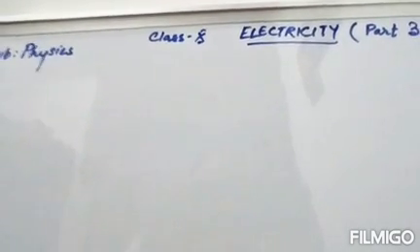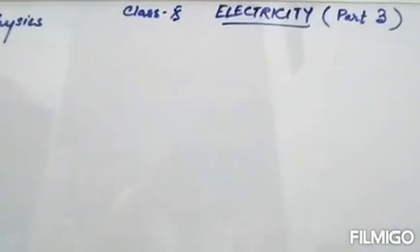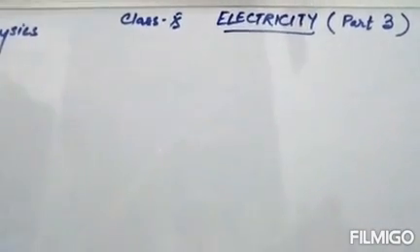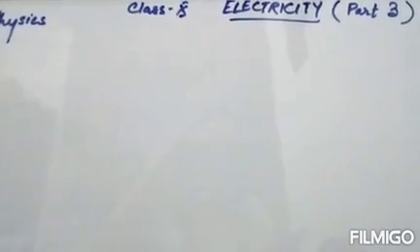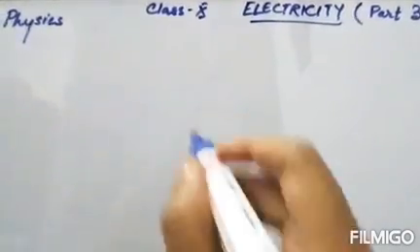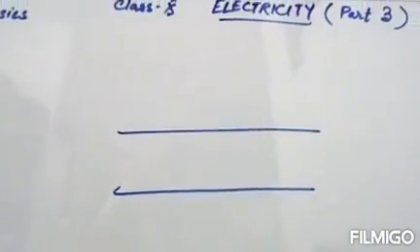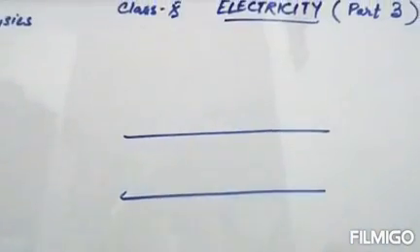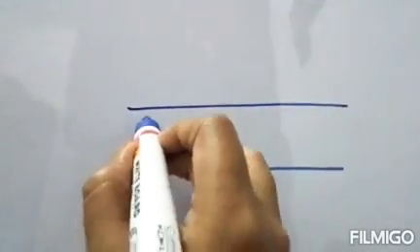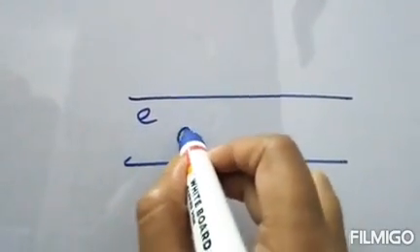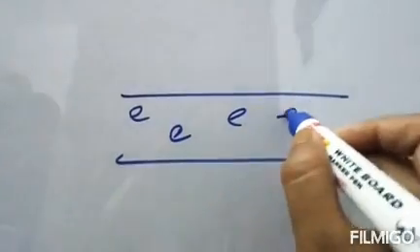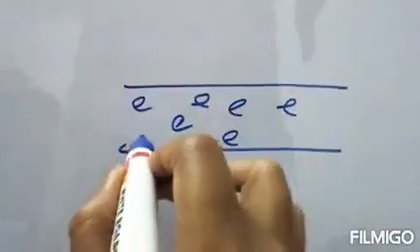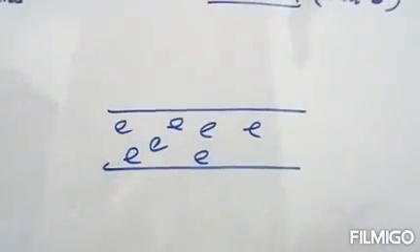So let's start. From the name itself, resistance means something which is obstructing. Suppose this is a thin wire, which I am magnifying to show you, and current is flowing. What does current flow mean? Electrons are moving in one direction.